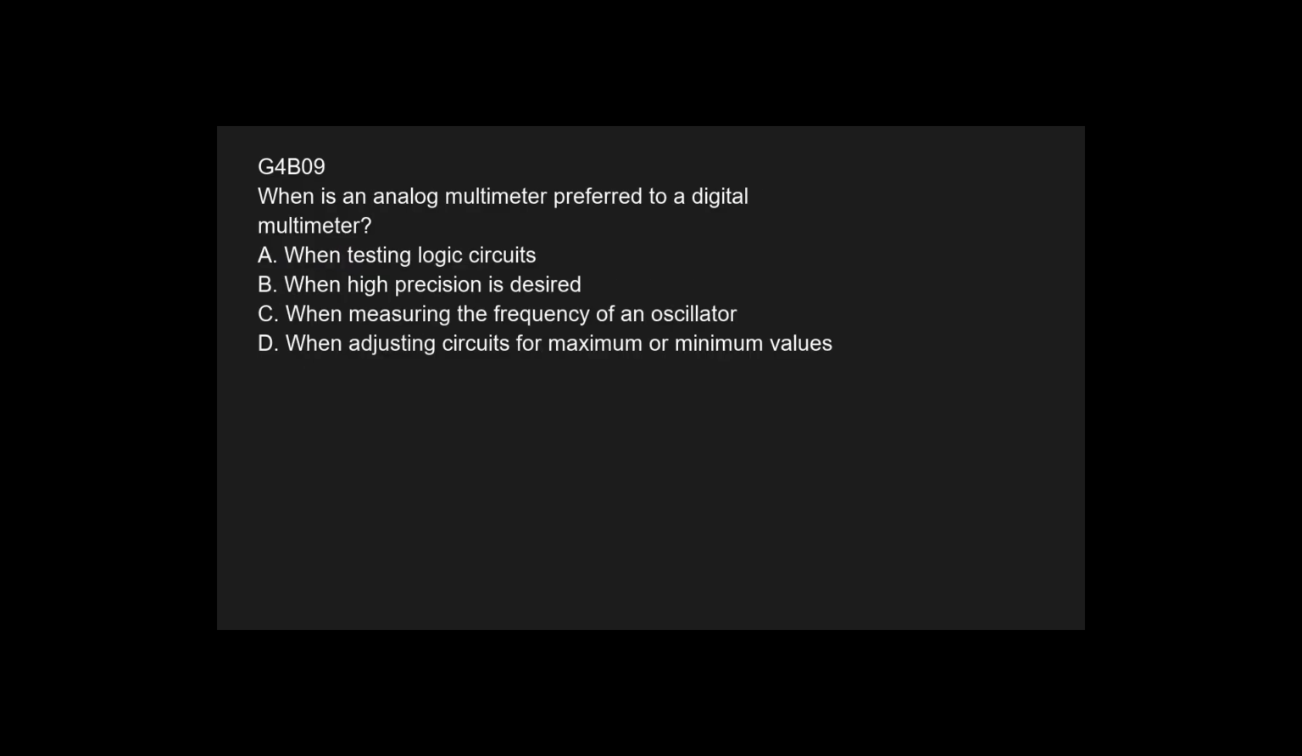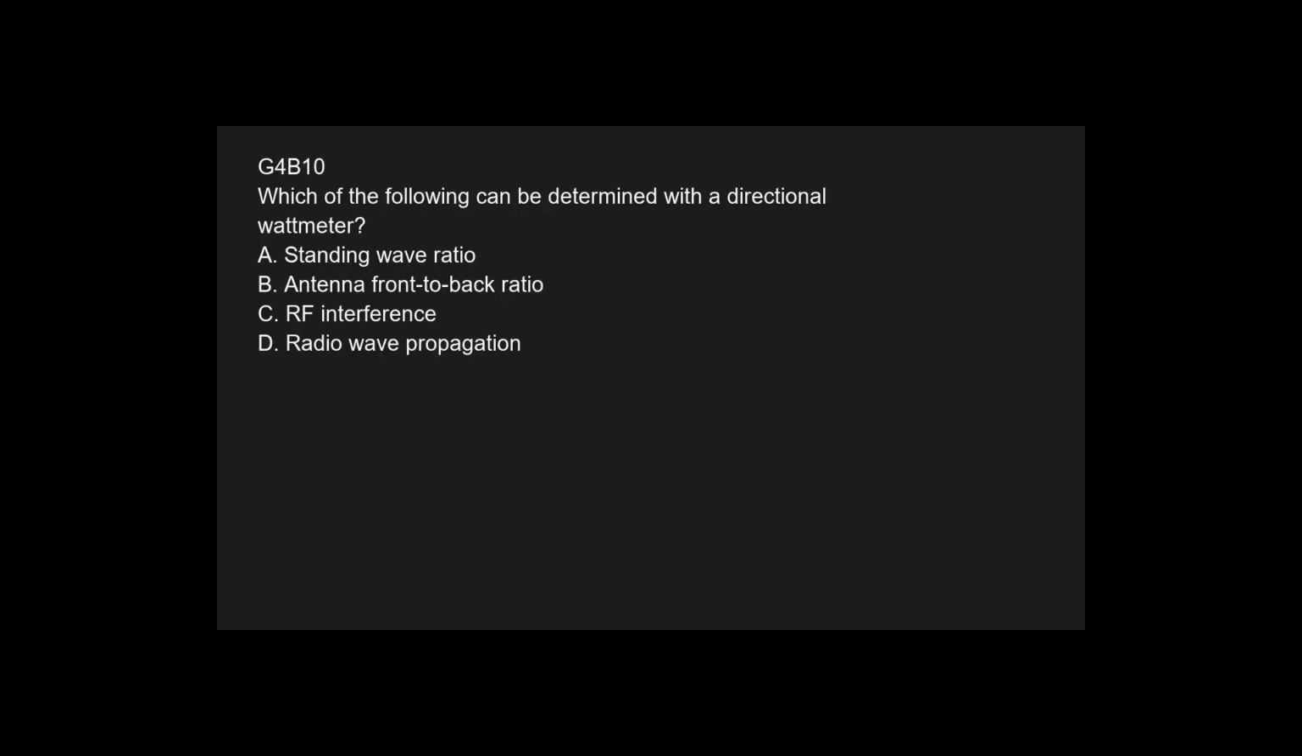Linearity. Question: when is an analog multimeter preferred to a digital multimeter? The correct answer is D. When adjusting circuits for maximum or minimum values. Question: which of the following can be determined with a directional wattmeter? The correct answer is A.